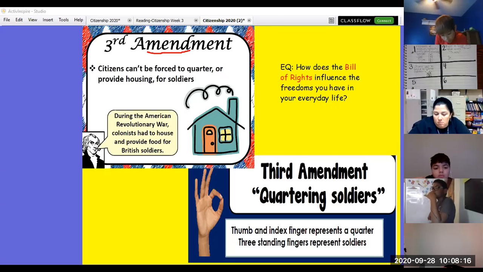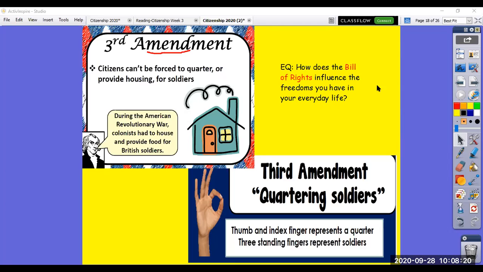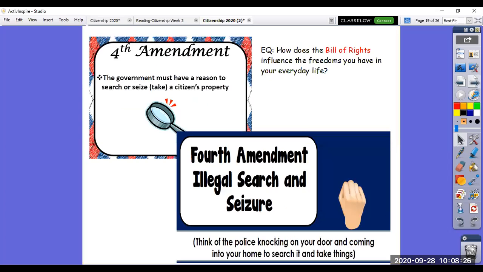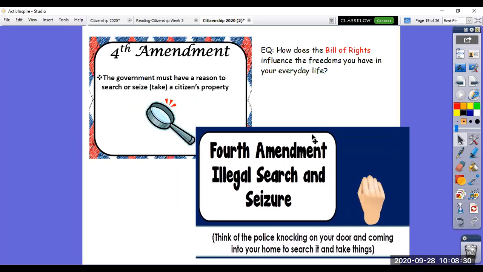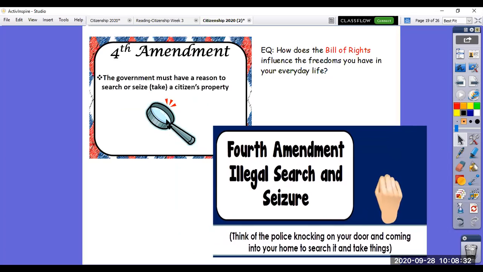All right, then we've got 2 more to go, and then we'll review them right there at the end. All right, here we go. Let's go to number 4. The Fourth Amendment. You see this magnifying glass? Great picture for that. The government must have a reason to search or seize.